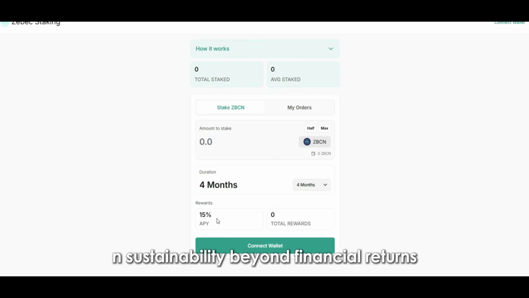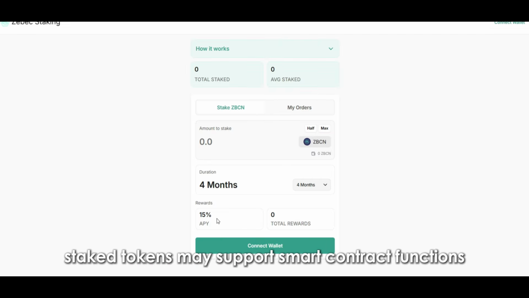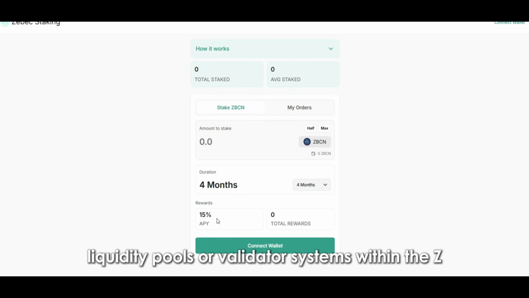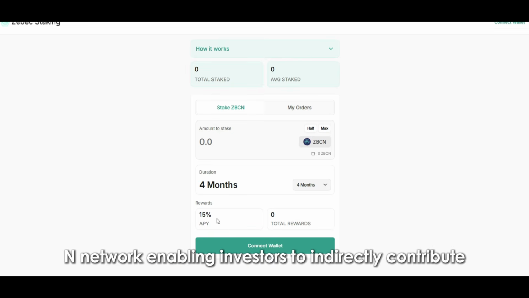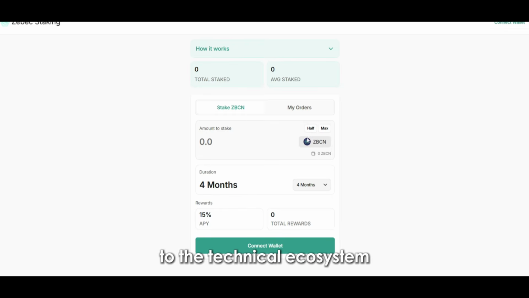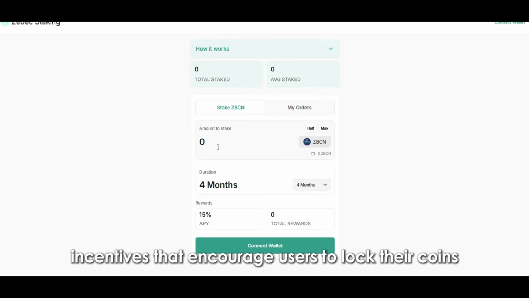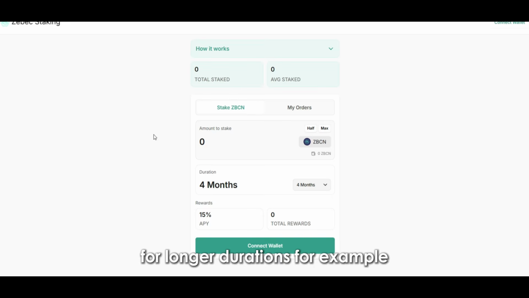Beyond financial returns, staking contributes to the project's technical infrastructure. Staked tokens may support smart contract functions, liquidity pools, or validator systems within the Zbcn network, enabling investors to indirectly contribute to the technical ecosystem. Rates of 8%, 12%, and 15% APR are attractive incentives that encourage users to lock their coins for longer durations.